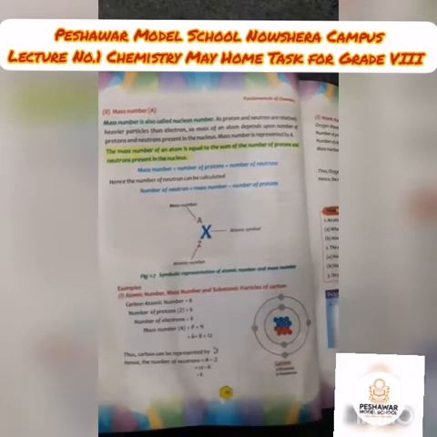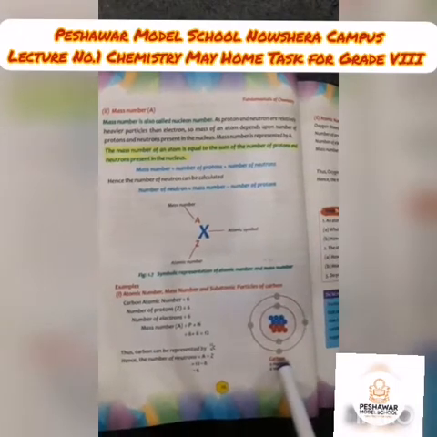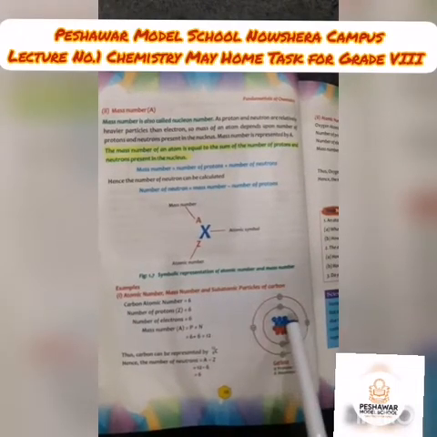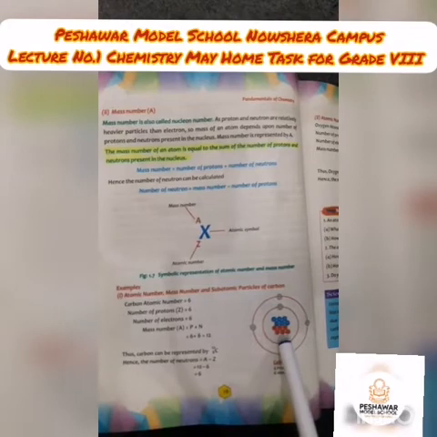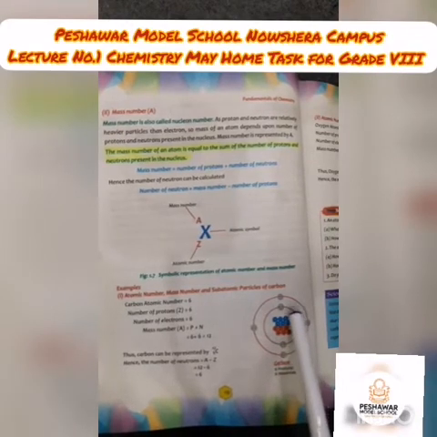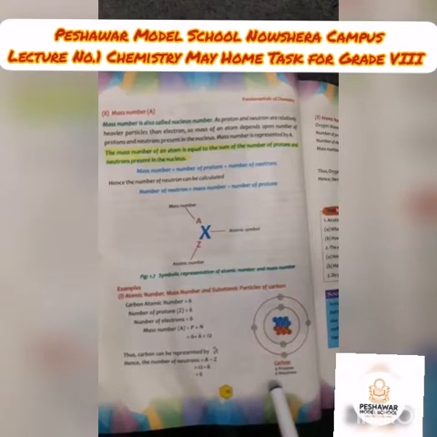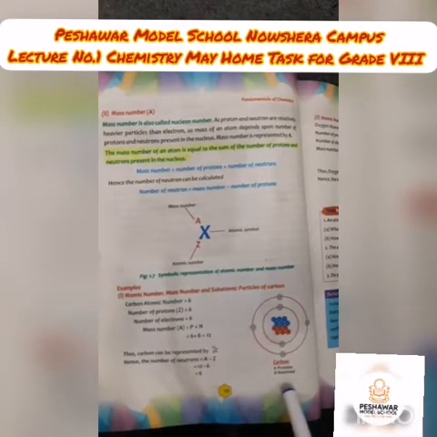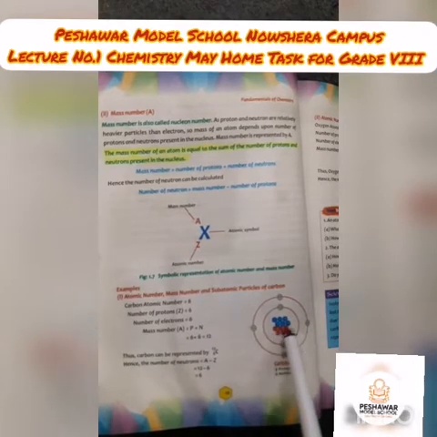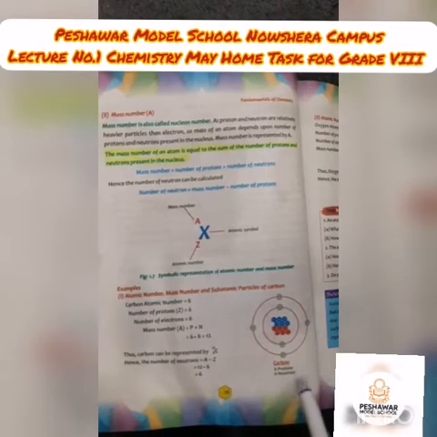Like this we have an atom. In it the positive charges are protons, and the red ones are the neutrons. When we add 6 protons and 6 neutrons, 6 and 6, then we find out the mass of the carbon atom, which is 12. Carbon has these 6 protons and these 6 neutrons. When we add them, we find out the atomic mass of carbon, which is 12.